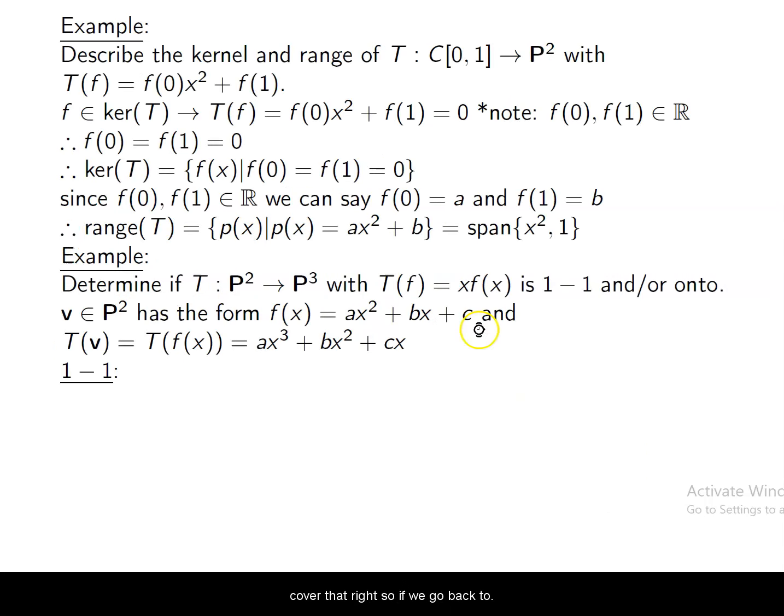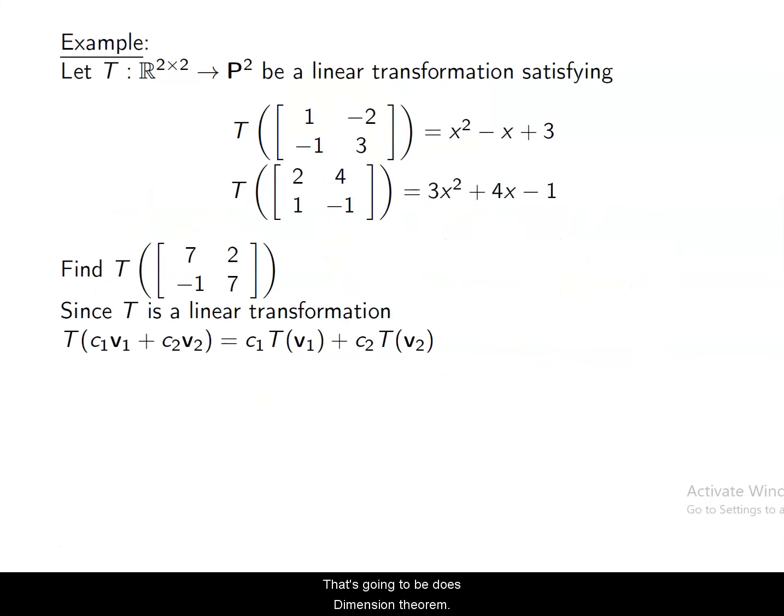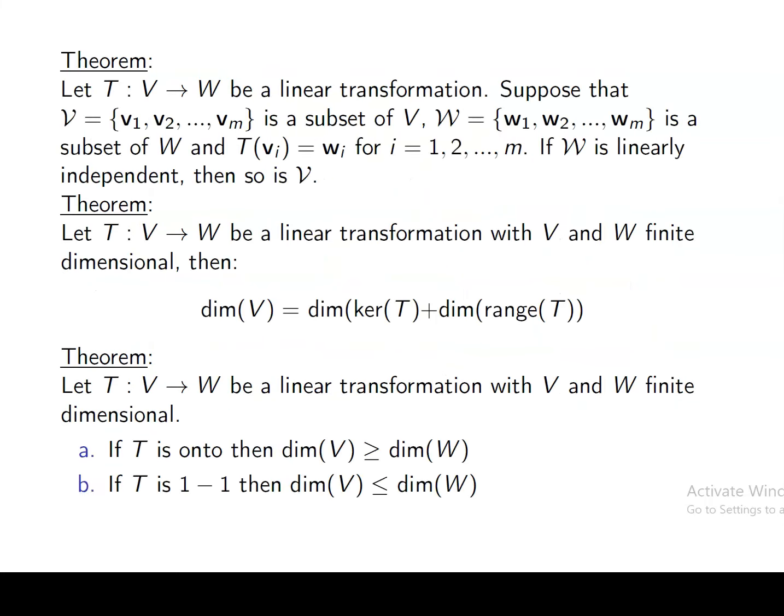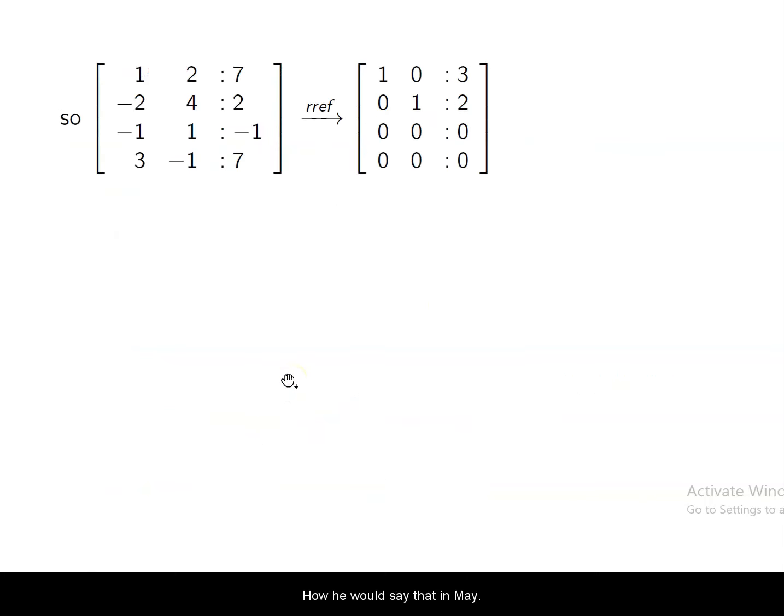So if we go back to the theorem that we can use for that, that's going to be those dimension theorems here, right? So if it was onto, the dimension of V would have to be equal to or larger than the other one, and that doesn't hold, right? And so since this is not true, this is not true. Okay. Now we can't use it the other way where we say since this is true, that this is true. That we cannot do, but we can say that since this is not holding, that this is not holding either. Okay. So we can use the negative of the converse, right? That's how we would say that in math.